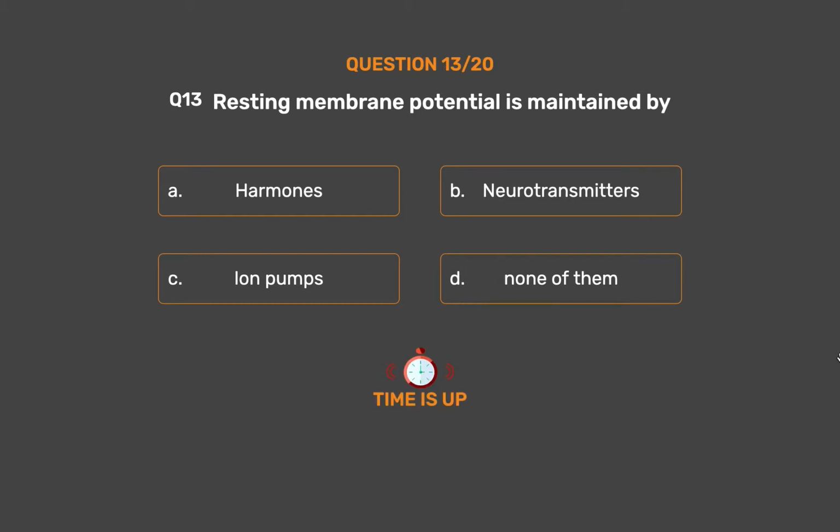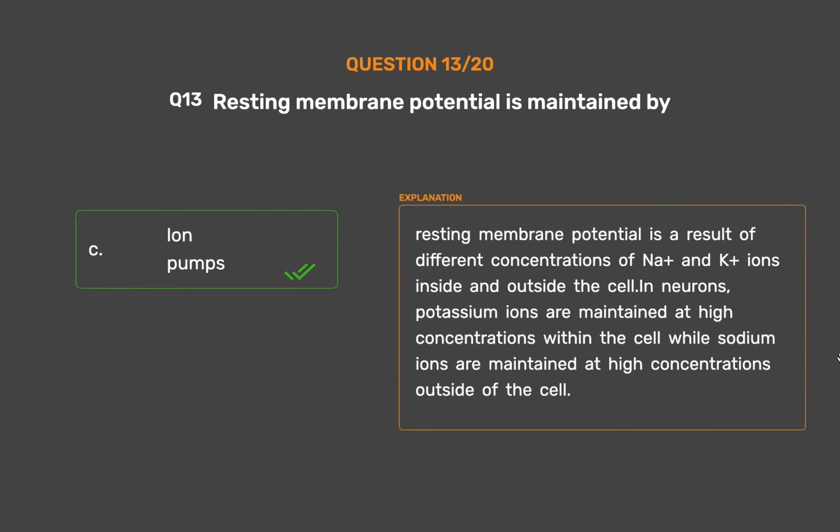The correct answer is Option C, ion pumps. Resting membrane potential is a result of different concentrations of Na plus and K plus ions inside and outside the cell. In neurons, potassium ions are maintained at high concentrations within the cell while sodium ions are maintained at high concentrations outside of the cell.